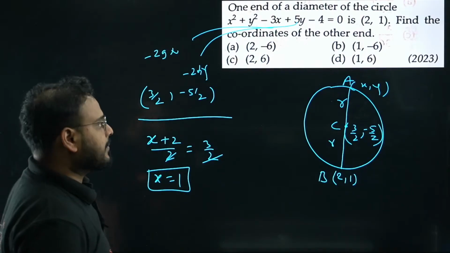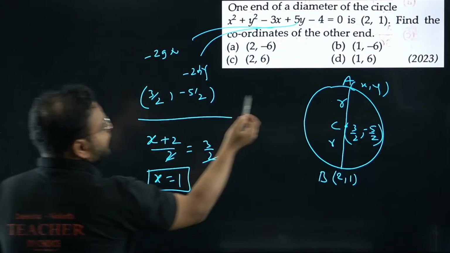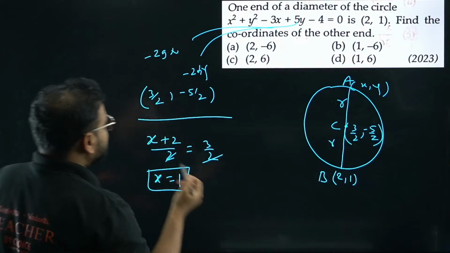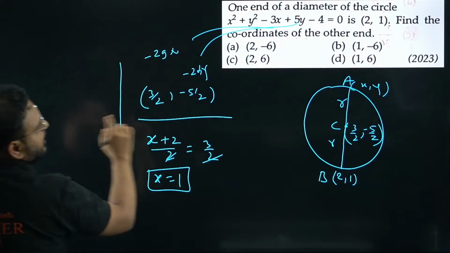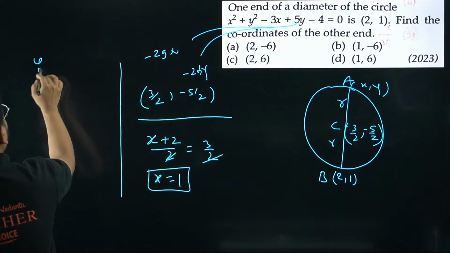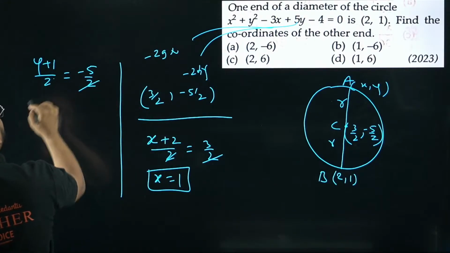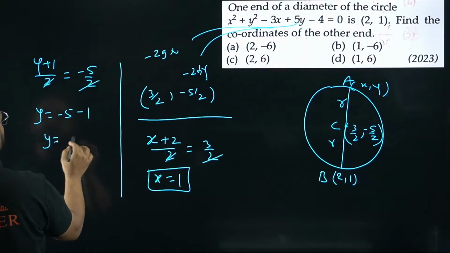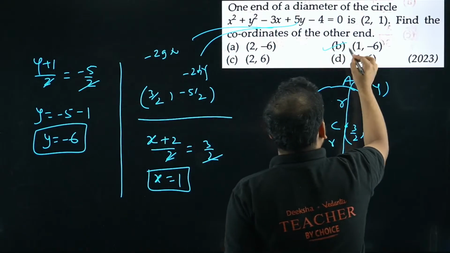Is this enough? This is not enough. We have to find the y value also. Because we have x as 1 in both options, option B and D both can be right. So let's find the y coordinate as well. (y plus 1)/2 is nothing but -5/2, right? Cancel, I get y equals -5 minus 1. It means y equals -6. Option is B.